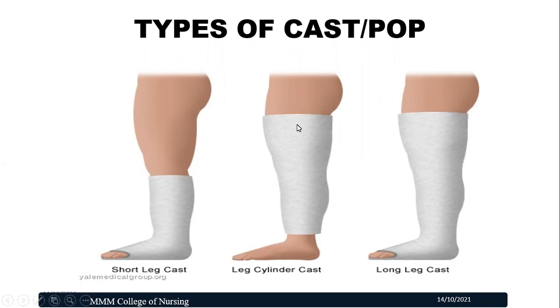Next is the long leg cylinder cast, which is usually applied above the knee, that is over the femoral region, till the malleolar region. Then that is called the leg cylinder cast. It looks like a cylinder in shape. Next type of cast is the long leg cast, which extends from the junction of the upper and middle thigh to the base of the toes. The knee may be slightly flexed in the case of the long leg cast.